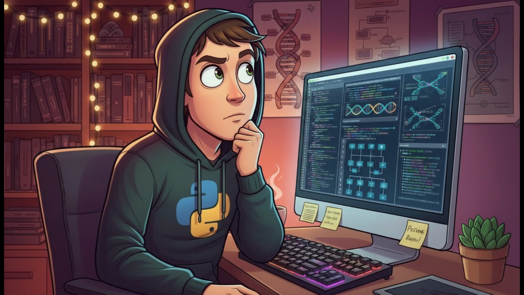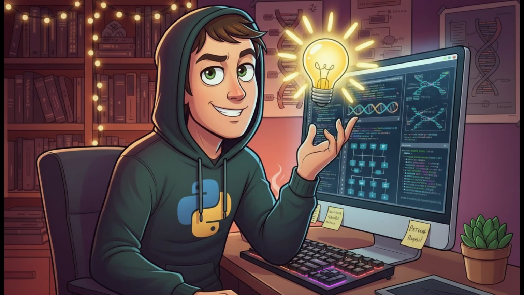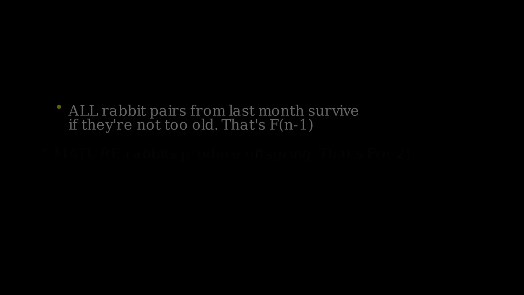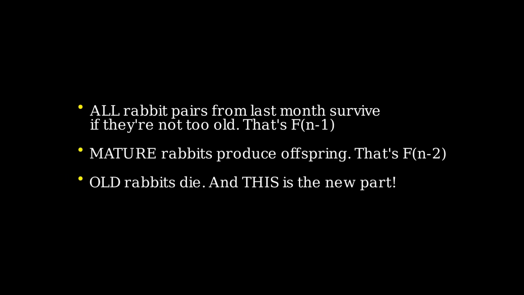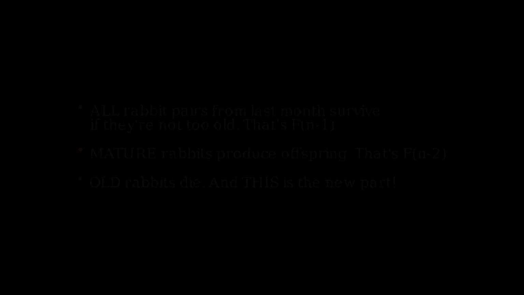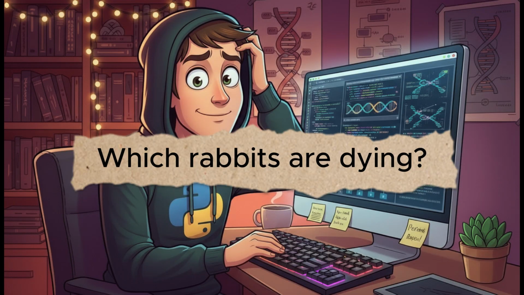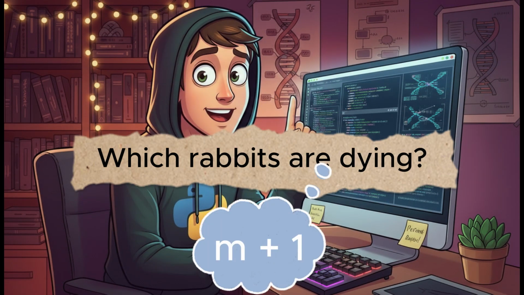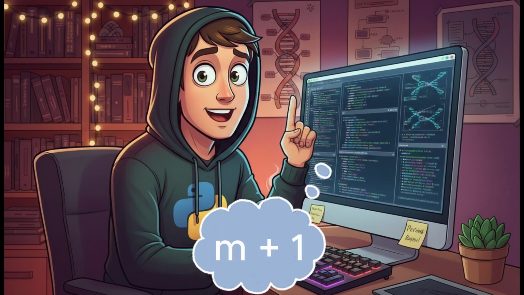So how do we solve this? The beautiful part is that we only need to make one modification to our Fibonacci recurrence relation. Think about it. Each month we have 3 things happening. First, all rabbit pairs from last month survive if they're not too old. That's f(n-1). Second, mature rabbits produce offspring. That's f(n-2). Third, old rabbits die. And this is the new part. Which rabbits are dying? The ones that are exactly m plus 1 months old, because they've lived for m months.